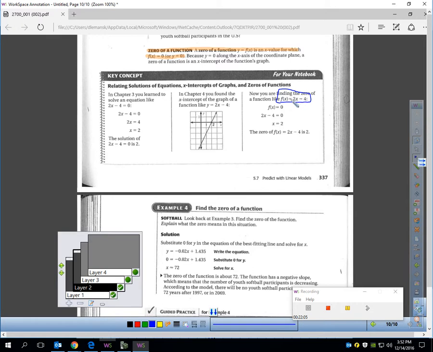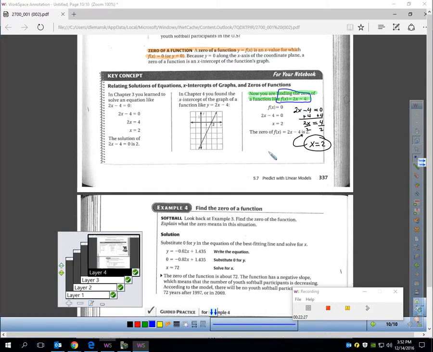So take f of x and replace it with 0. I'm going to do that off to the side. Instead of having f of x, I wrote a 0 in there. 2x minus 4 equals 0. I now have to onion the x to figure out what that is. So add 4, divide by 2. 2 would be the zero of the function.